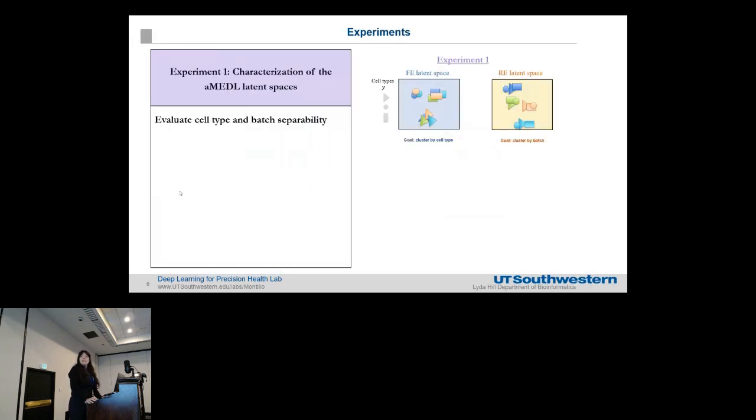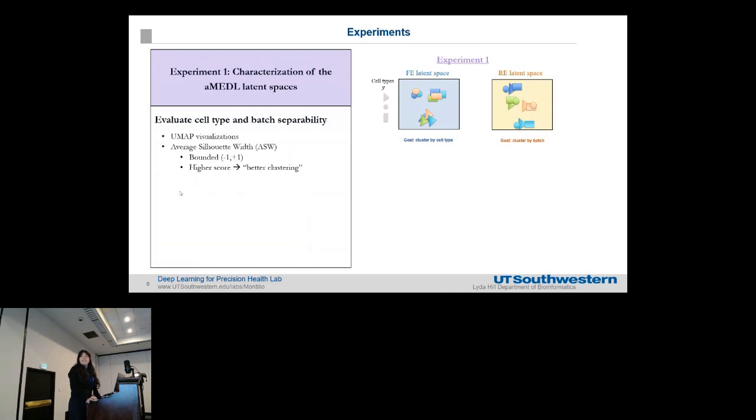So the two experiments that I'm going to show you are about showing the advantages of these two latent spaces. The first one is about characterization of the two latent spaces. We want to evaluate cell type and batch separability. For the fixed effects subnetwork, we want the cells to cluster by the cell type. And in the random effects subnetwork, we want the cells to cluster by batch to demonstrate that our network is learning the batch variability.